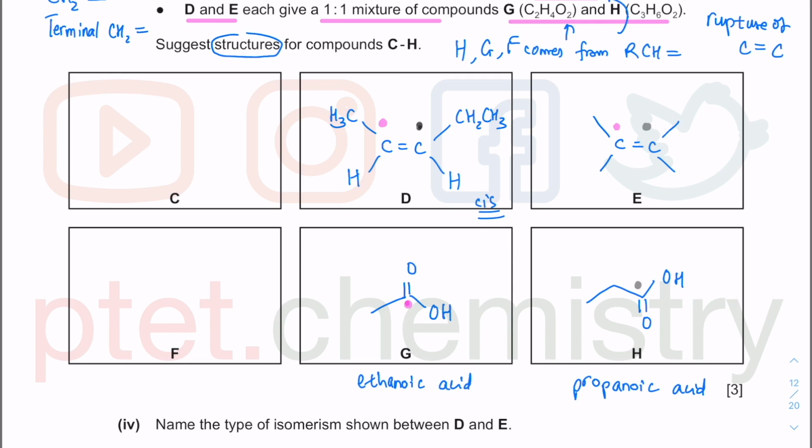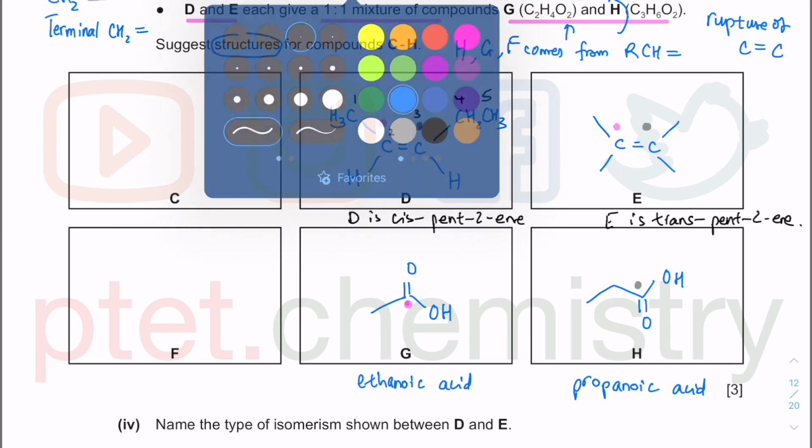This is going to be named 1, 2, 3, 4, 5. If you go the other way, you have 1, 2, 3, 4, 5. So pent-3-ene is a bigger number than pent-2-ene. This is cis pent-2-ene. They haven't asked you for the name, but D is cis pent-2-ene. And then E must be the trans isomer, where the two alkyl groups must be in opposite positions.